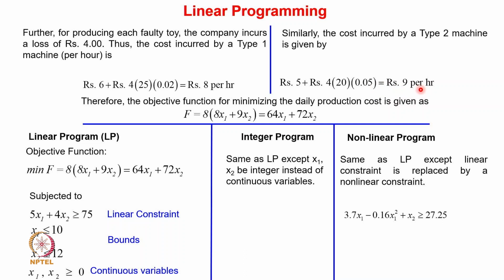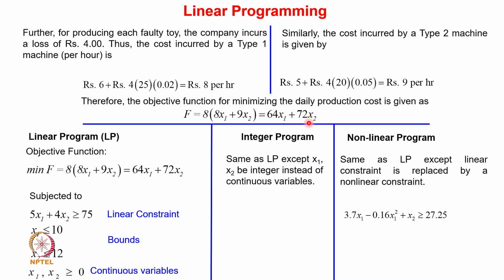Now we can formulate the objective function for the operating cost. 8 rupees per hour is for a type 1 machine, and we are operating X1 of them. Similarly, 9 rupees per hour is the operating cost for a type 2 machine, multiplied by the number of type 2 machines used, X2. Both operate for 8 hours, so multiplied by 8. We get the objective function f equals 64x1 plus 72x2, and this we want to minimize.